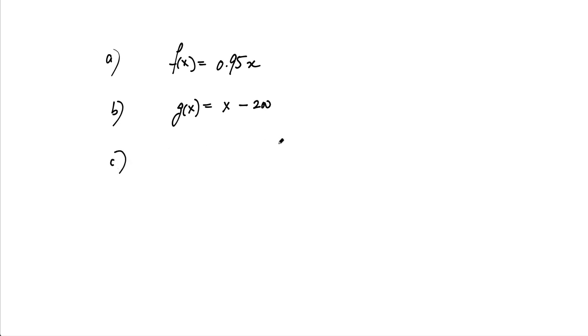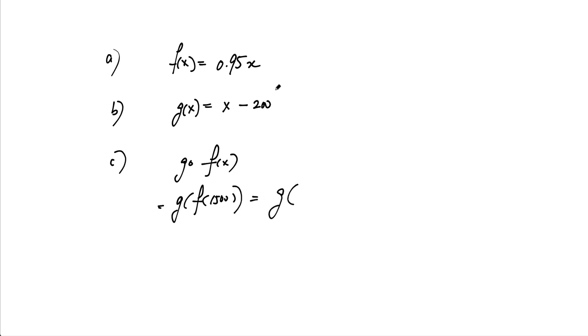Suppose the list price of a computer is $1,500. Use a composite function to find the price of the computer if the discount is applied before the rebate. Okay, so that means we have to apply f first, and then we apply g. So it's this. We're looking for g(f(x)), where x represents the original price.